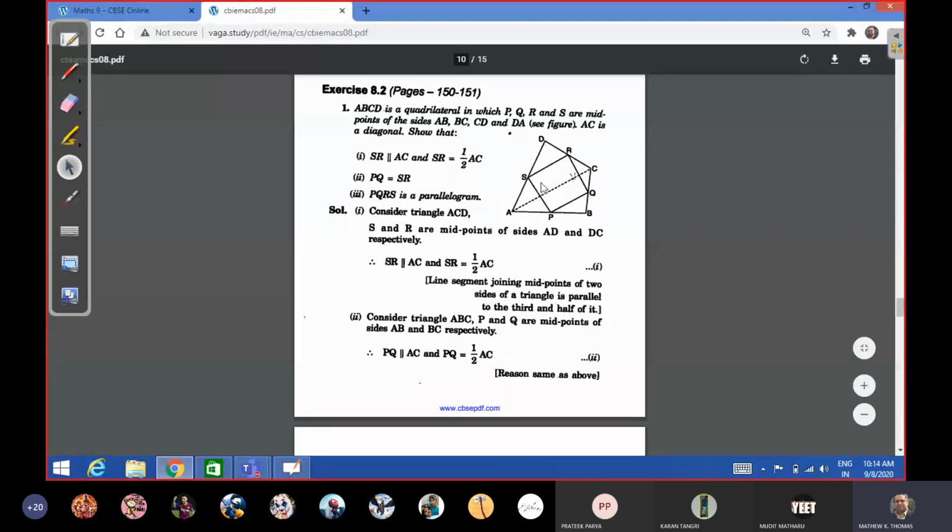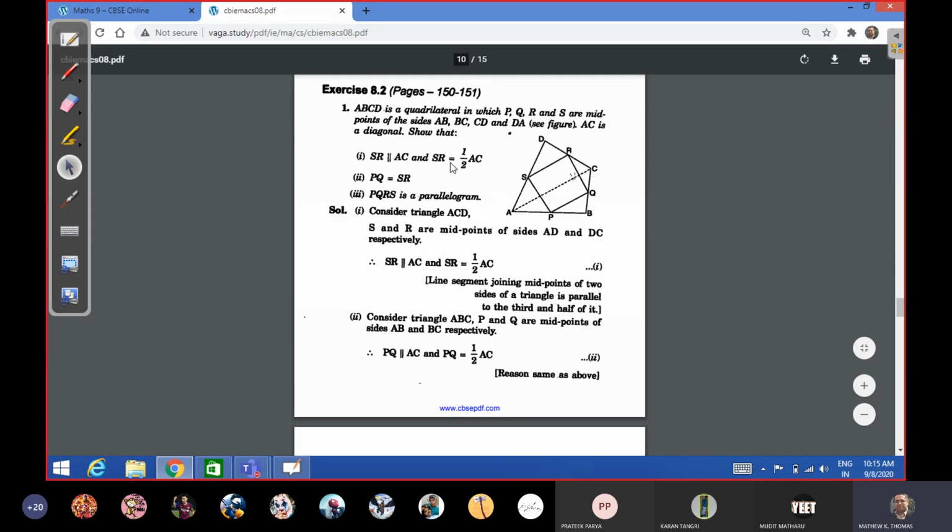It is very easy. SR is parallel to AC and SR is half of AC. We can directly say this by the midpoint theorem. Why? Because in triangle ADC, aren't S and R midpoints? And what did we do just now in the midpoint theorem? That the line joining midpoints of two sides will be parallel and half of the third side. So they have written the full statement of the midpoint theorem. So the first one is a direct application of the midpoint theorem.